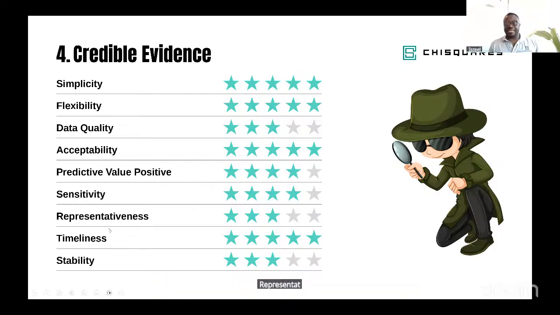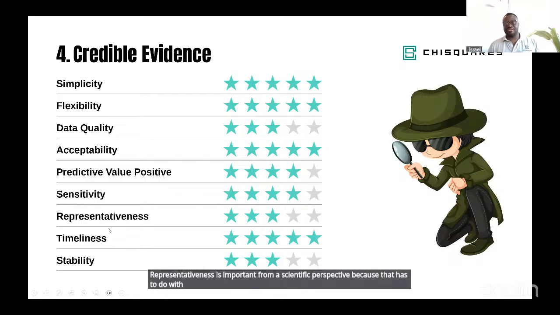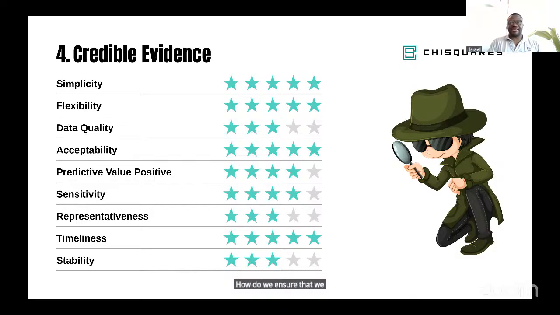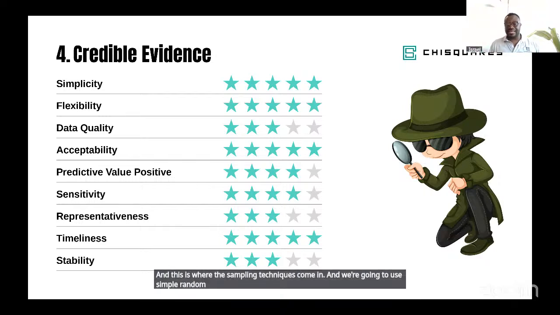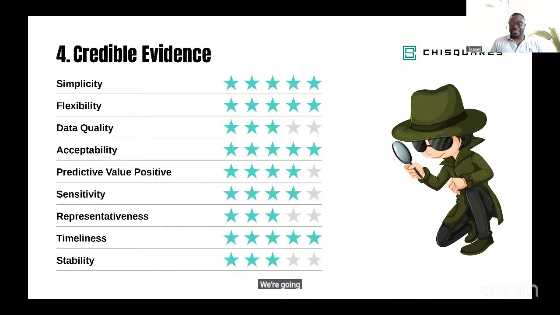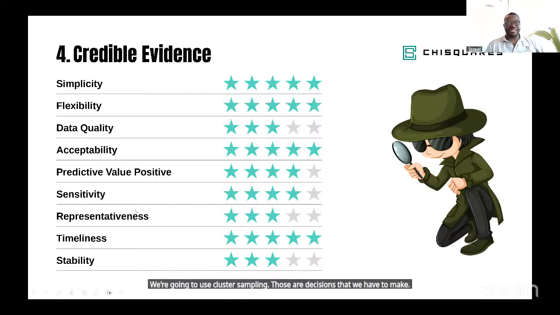Representativeness is important from a scientific perspective because that has to do with external validity. So how do we ensure that we sample in a way that is representative? And this is where the sampling techniques come in. Are we going to use simple random sample? Are we going to use systematic? Are we going to use cluster sampling? Those are decisions that we have to make in terms of the representativeness.